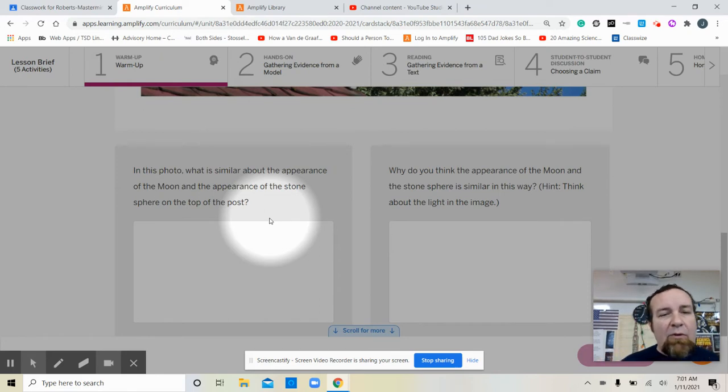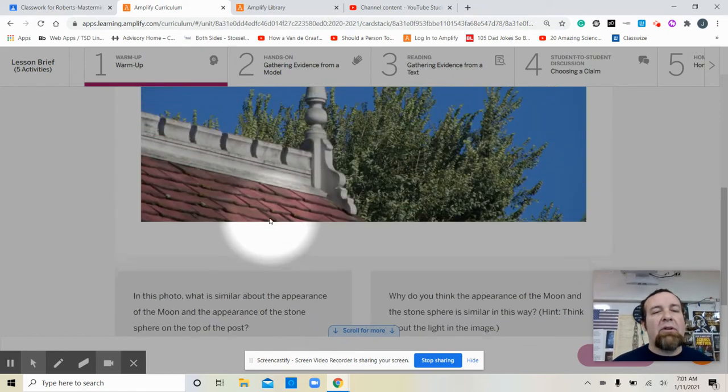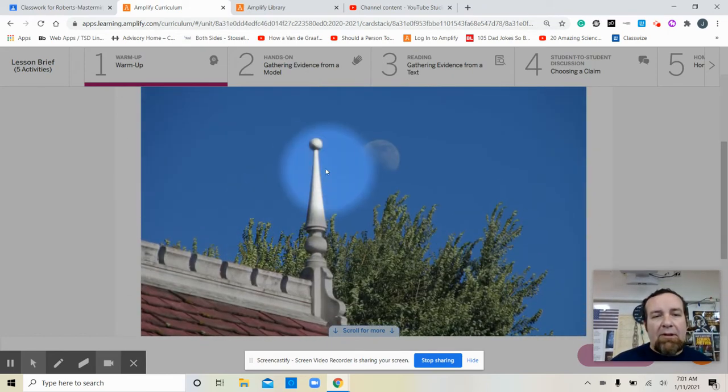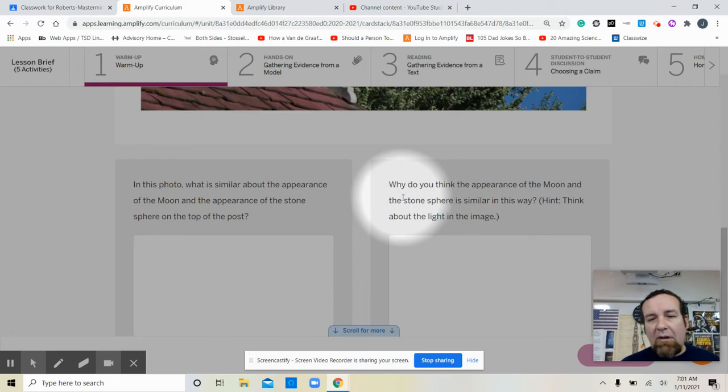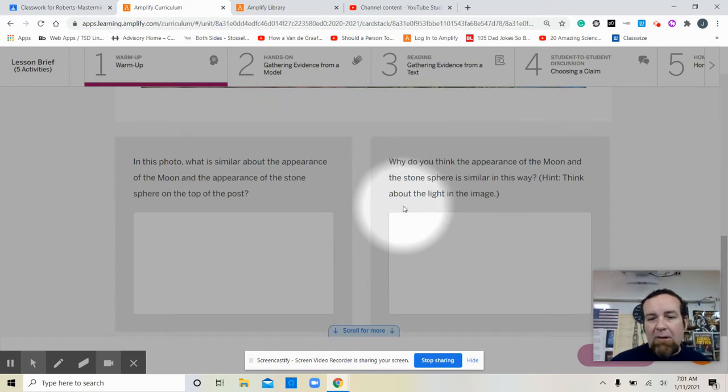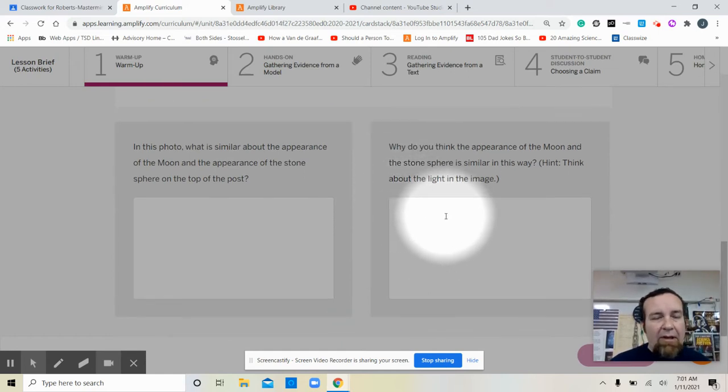It says, in this photo, what is similar about the appearance of the moon and the appearance of the stone sphere at the top of the post? I think if we look real close there, we can kind of see that. And if we go down here, our next question we're going to answer: why do you think the appearance of the moon and the stone sphere is similar in this way? So do your best guess here. Go ahead and answer that question, pause the video, and then move on.